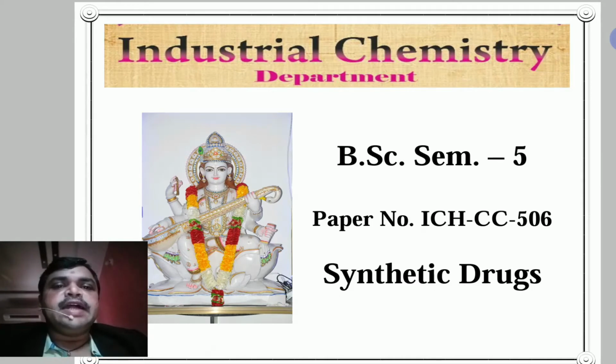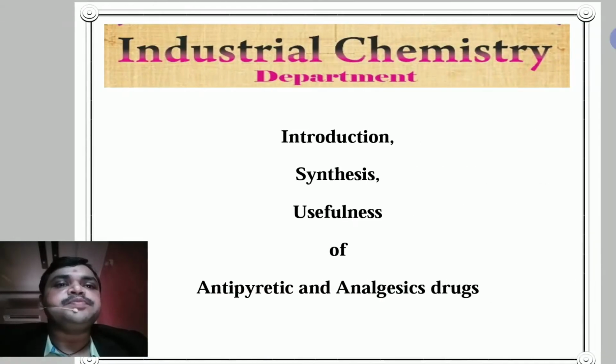Now we start our synthesis. In last lecture number 3, we synthesized the antipyretic and analgesic drugs antipyrine, aminopyrine, and phenacetin. The remaining four we synthesize in this lecture. So, first of all, we start with paracetamol.